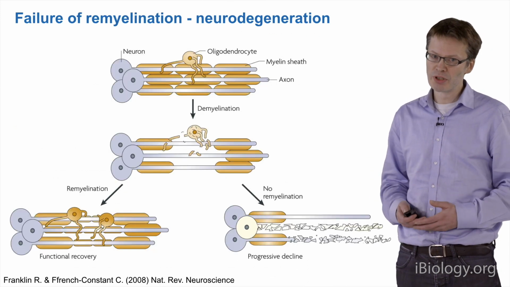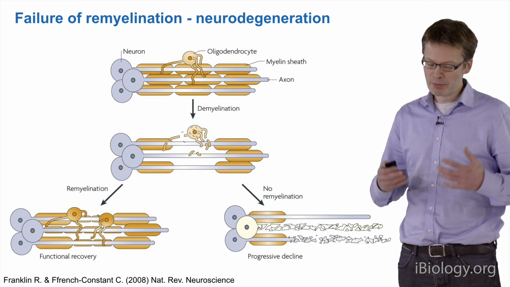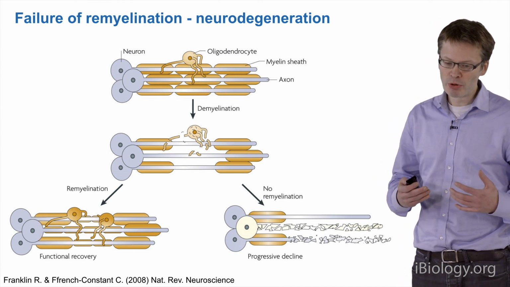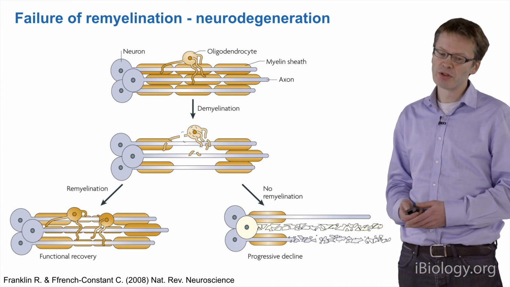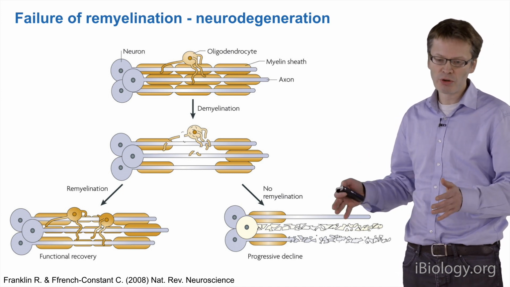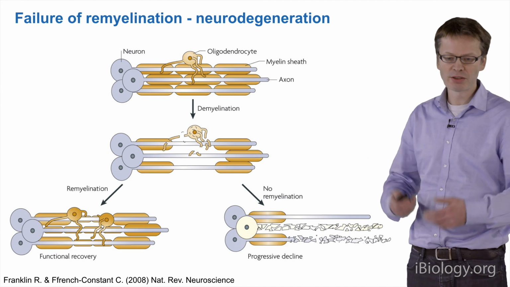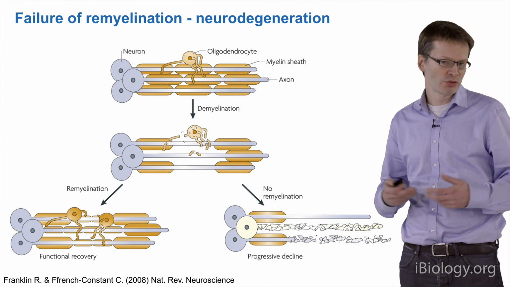So why is remyelination important? I mentioned that remyelination is probably important to preserve the axon in the long run. So the structure of the axon, but also to provide the axon with metabolites, with trophic support.